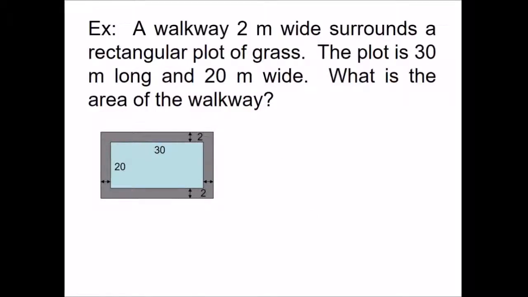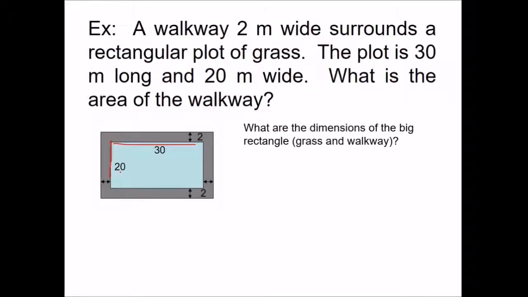Now this walkway where people walk is 2 meter wide, and surrounds a rectangular plot of grass. The plot is 30 meter long and 20 meter wide. This is a plot. What is the area of the walkway? What we are going to do is find the dimensions of the big rectangle, grass and walkway. So this is 20, this is 2, and this is 2. So 20 plus 2 plus 2 will be 24. So this length is 24. What is this length? Again doing the same, 30 plus 2 plus 2, that is 34.